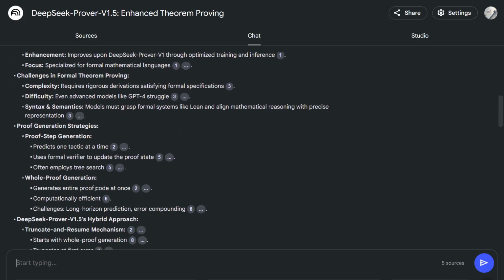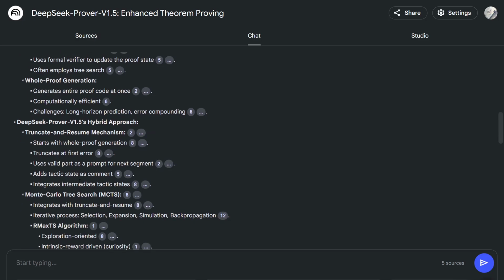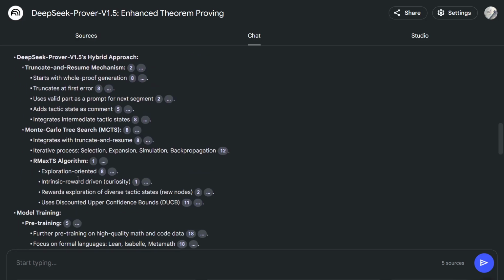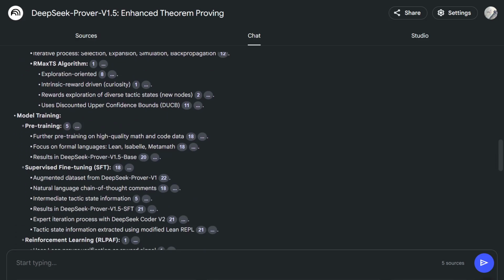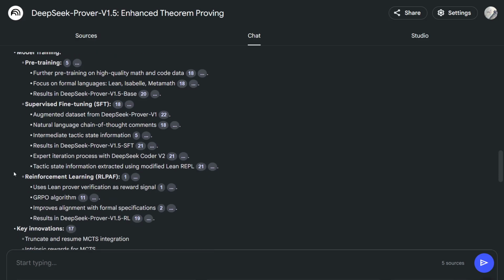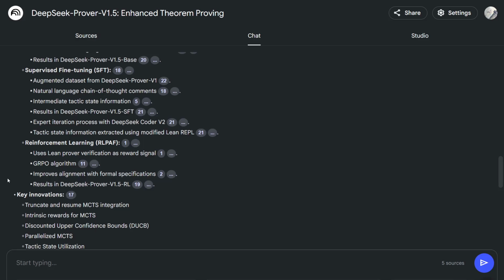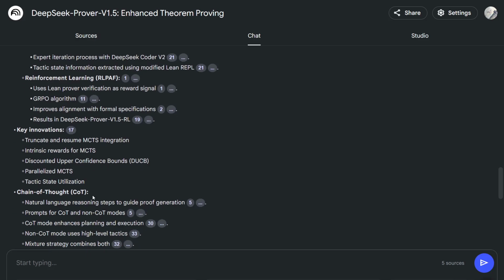So where does DeepSeek-Prover-V 1.5 fit into all of this? What makes it different? Well, DeepSeek-Prover-V 1.5 is a 7 billion parameter language model, but it's not designed to write poems. It's specifically trained for proving theorems in Lean 4, which is a programming language mathematicians use. What sets it apart is how it approaches proof generation. There are two main strategies: proof step generation and whole proof generation.